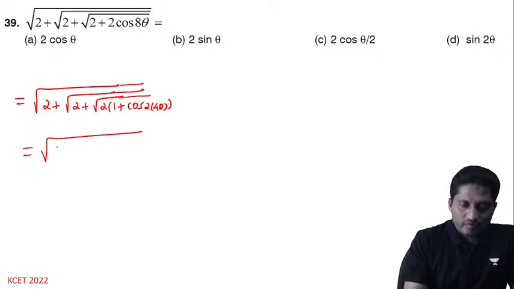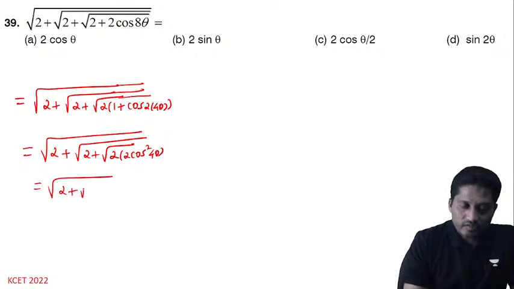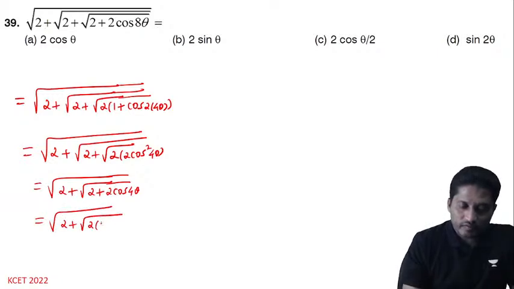So this is equal to root of 2 plus root of 2. 1 plus cos 2 theta is 2 cos square theta, right? So this is 2 cos square 4 theta. Again, this is equal to root of 2 plus root of 2 plus 2 into cos 4 theta. Okay, root of 2 plus root of 2 into 1 plus cos 2 into 4 theta can be written as 2 into 2 theta.